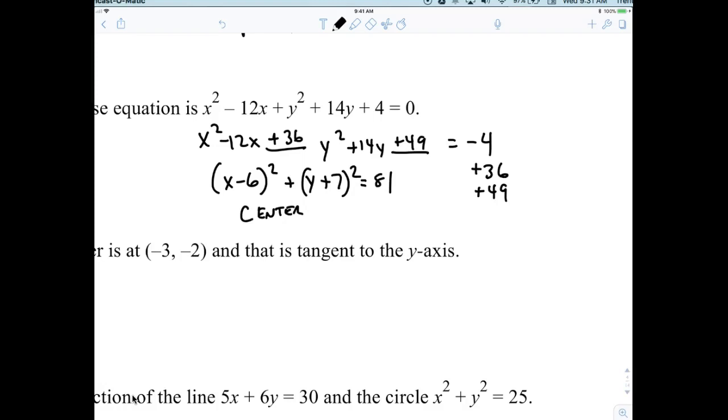If the answer is 6, 12y. So what did you take half of? 12x. The 12. Okay, so the answer is 6, comma, -7. So the center would be 6, -7. If they ask you for the radius, it would be 9. All right? Again, I don't care what they ask. I just want you to know both things. Come on, Sam.